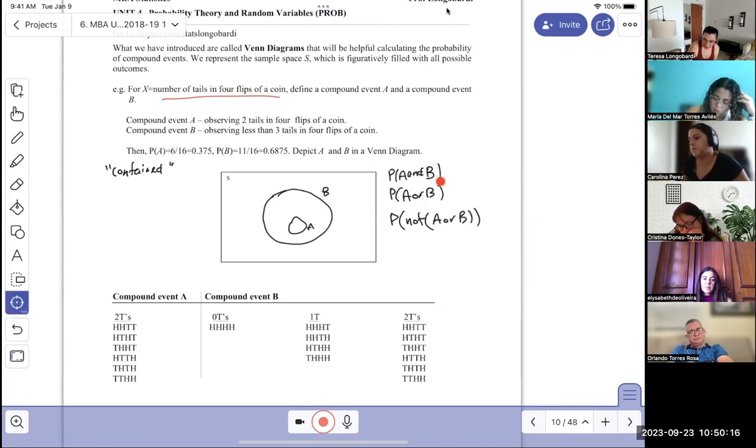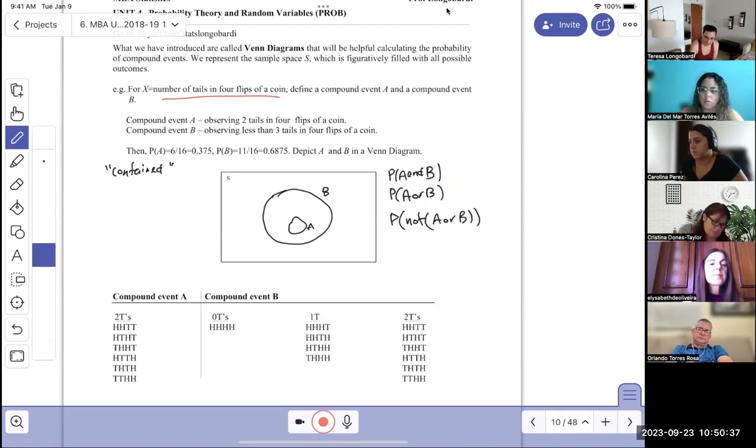So when I think about A and B, that's both of them at the same time. Where is that happening? Well, this is B and this is A. Any of these would be overlapping or touching both A and B. So it's only that. So this is just equal to A's probability, which we know is 6/16 or 0.375.